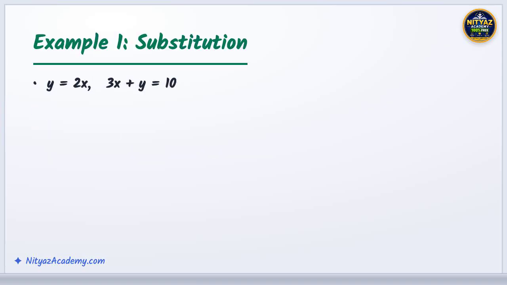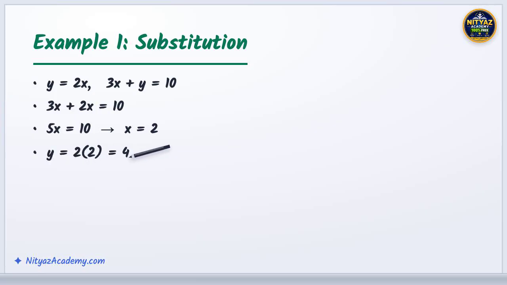Let's use substitution. We have y equals 2x, and 3x plus y equals 10. Since y is already 2x, replace y in the second equation. 3x plus 2x is 5x equals 10. So x is 2. Now back substitute: y equals 2 times 2, which is 4. The solution is the point (2, 4).